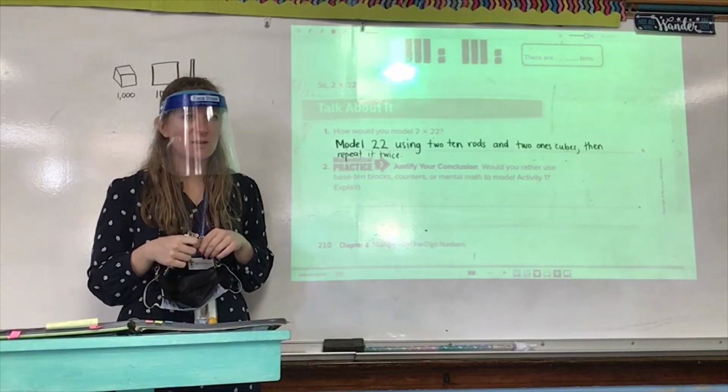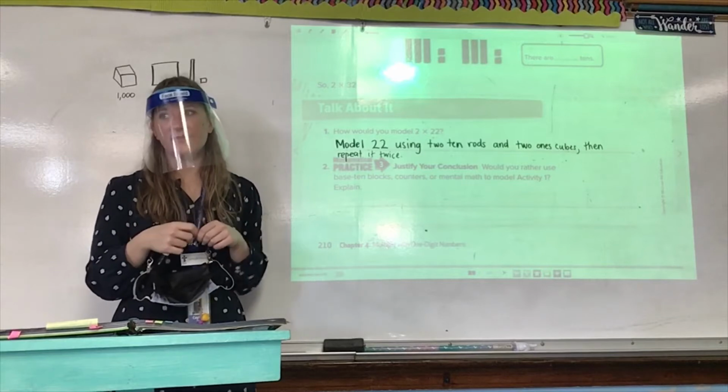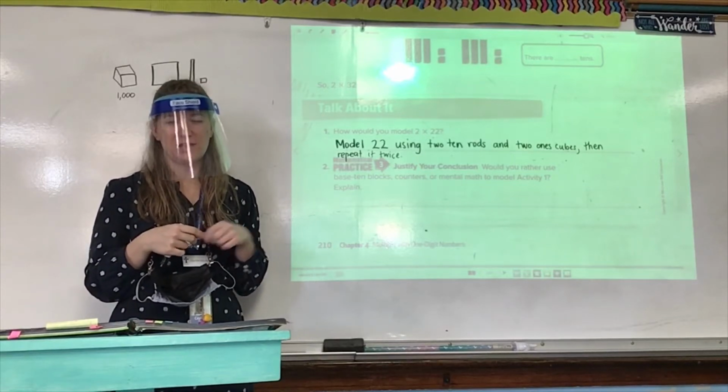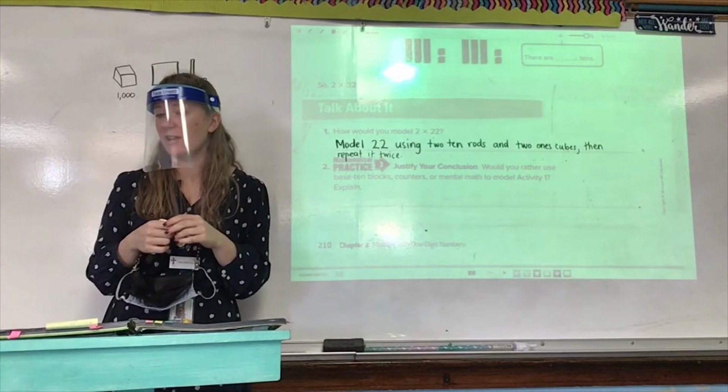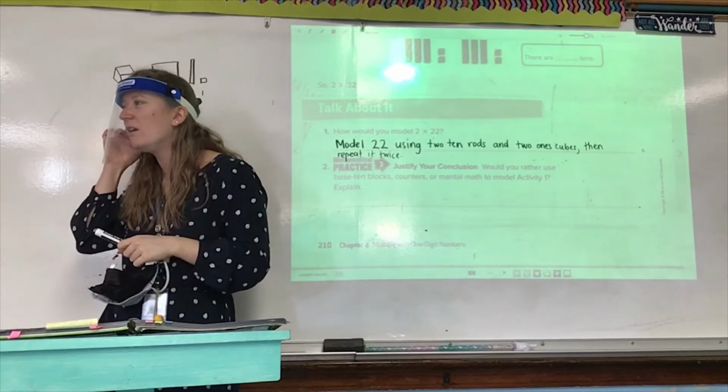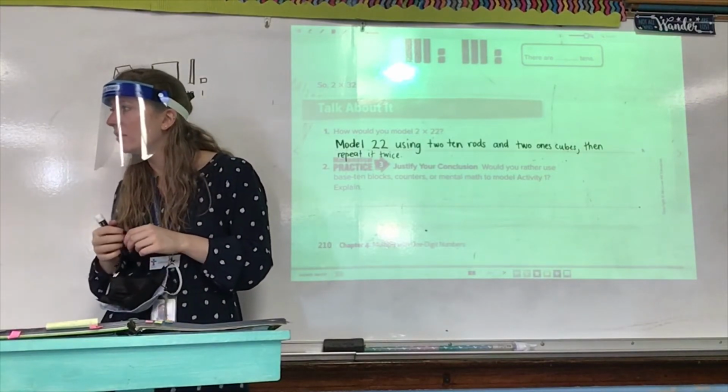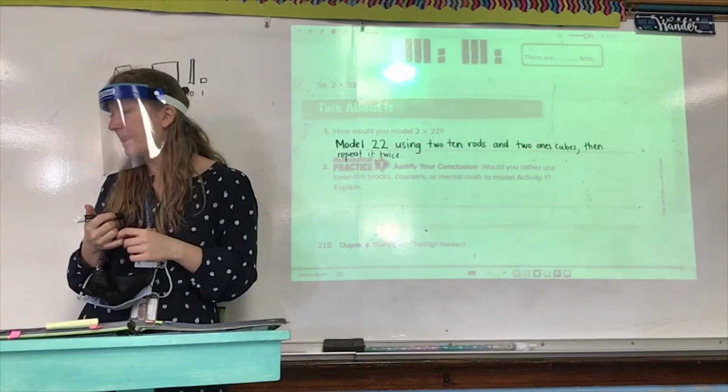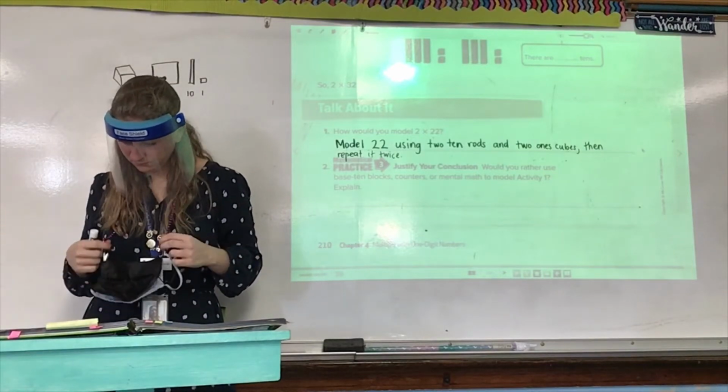Come on, guys, you should all be able to come up with an answer to this. If you're just sitting there, it's because you're not really thinking about it. Which one would you rather use? Aaron? I would use base 10 blocks. Why? Because to me, base 10 blocks are easier to use than counters.